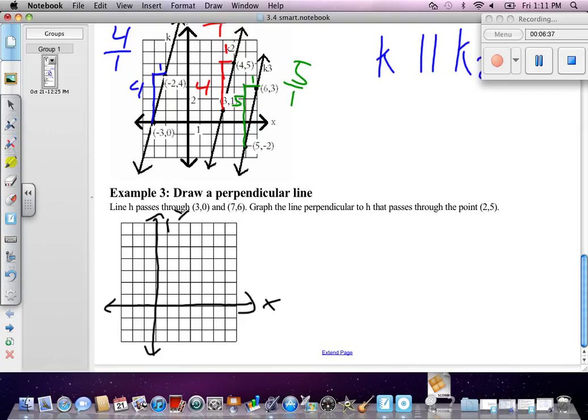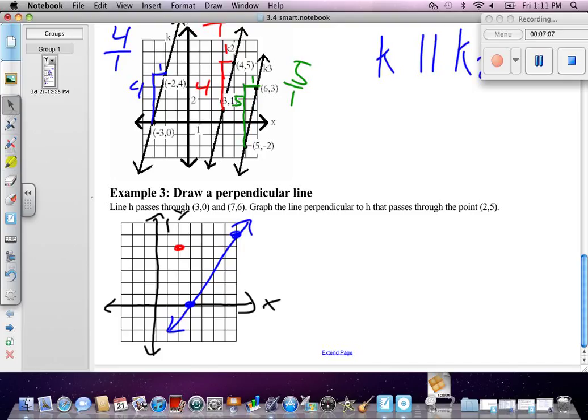So we're going to go 3, 0, and then we're going to go 7, 3, 4, 5, 6, 7, up, 1, 2, 3, 4, 5, 6. So here's one line, and I want to figure out how to graph the line that goes through this point but is perpendicular to that line. So I know I've got to find the slope and then find the negative reciprocal.